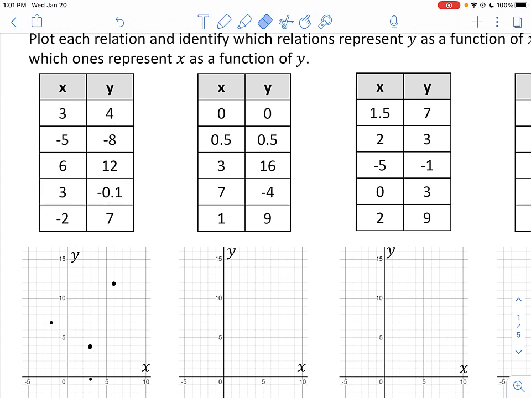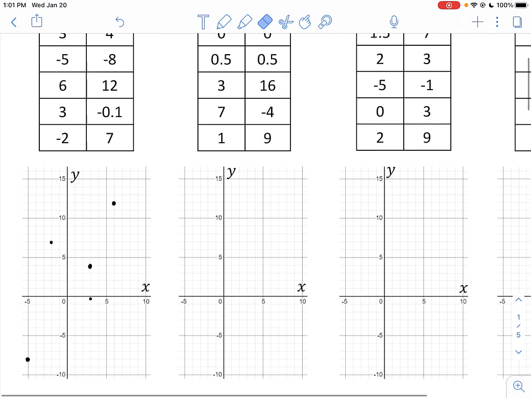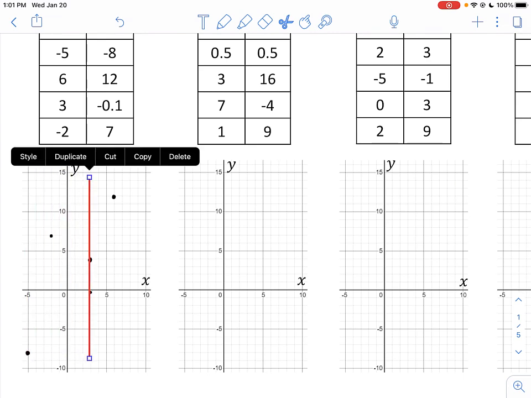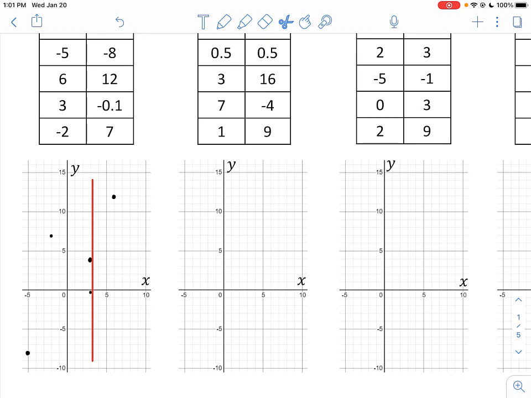Visually, what does that mean? Since we have 2 points with the same x coordinate but different y coordinates, those 2 points are going to lie on the same vertical line. This is a vertical line, x equals 3, and it passes through both of those points. If a vertical line passes through more than one point, then we know that the relation we're looking at does not represent y as a function of x.